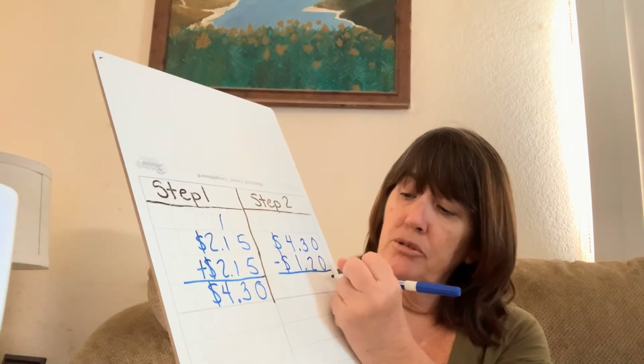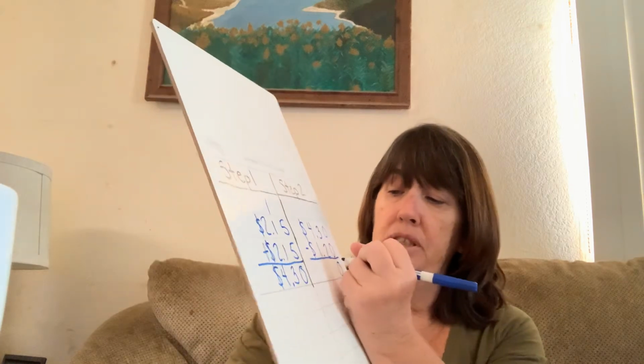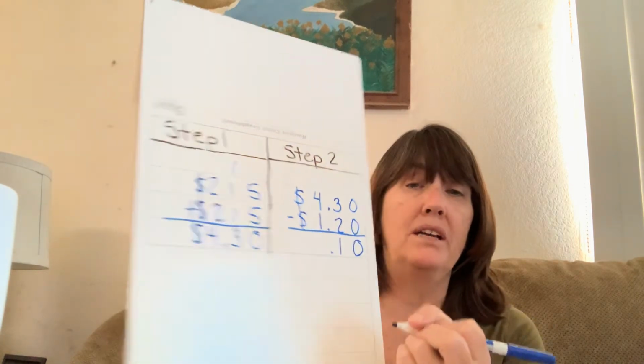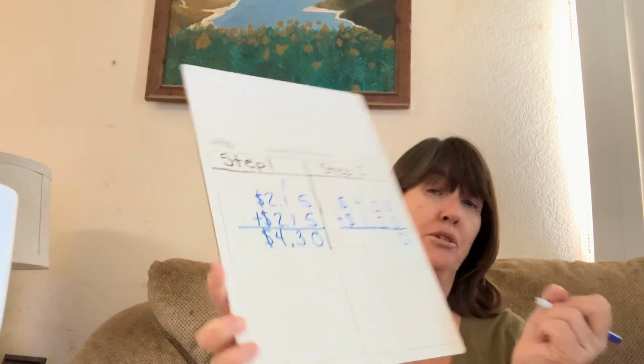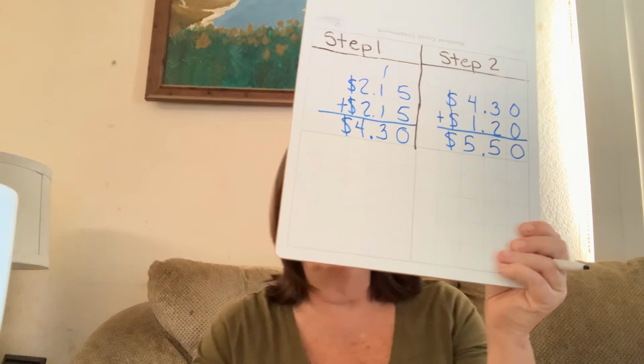So 0 minus 0 is 0. 3 minus 2 is 1. Very good. And 4 minus 1. Nope. We're adding. I'm so sorry. We're adding. I got used to the other way, the other 2. Okay, we're adding how much he spent together. Sorry. 0 plus 0 is 0. 3 plus 2 is 5. Sorry about that. Bring that decimal down. 4 plus 1 is 5, and he spent $5.50.